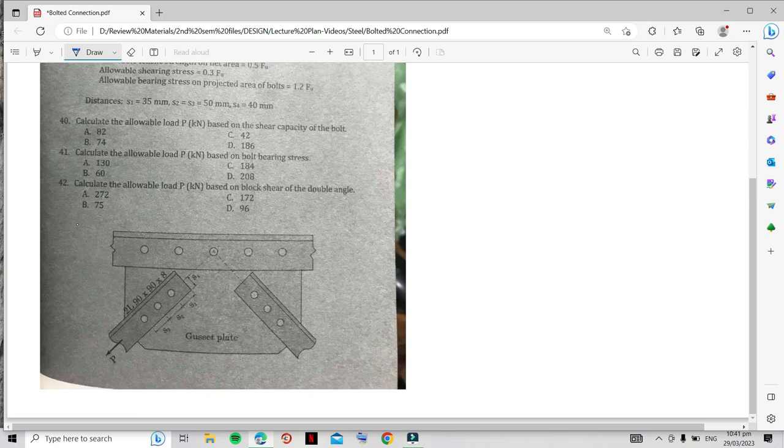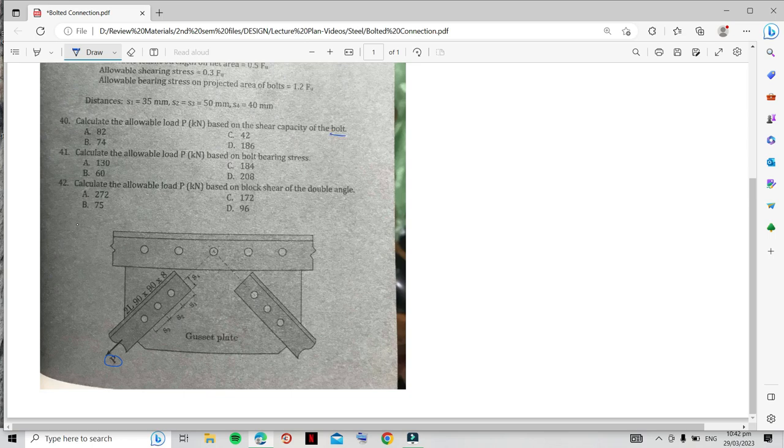Okay, we compute the first question. Calculate the allowable load P based on shear capacity of the bolt. When you tackle these kinds of problems, you are asked about different modes of failure. It could be that the bolt will fail, the plate will fail, the shearing of the members, and so on. So here, what is the force P needed so that the bolt will fail?